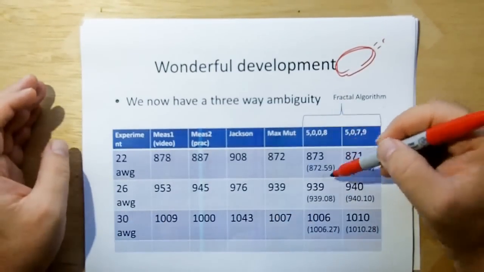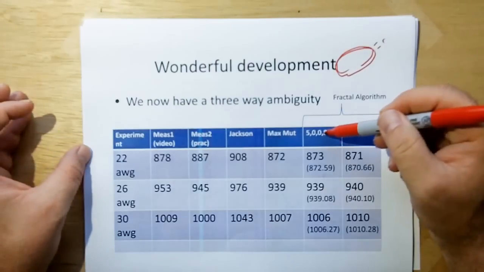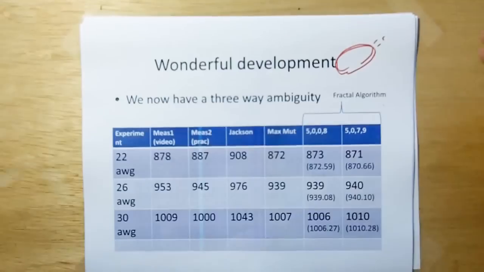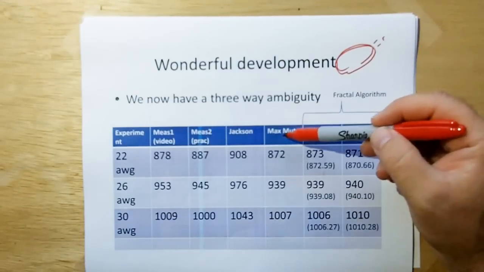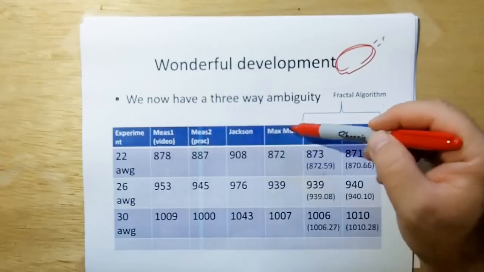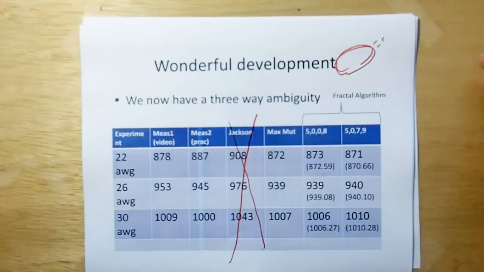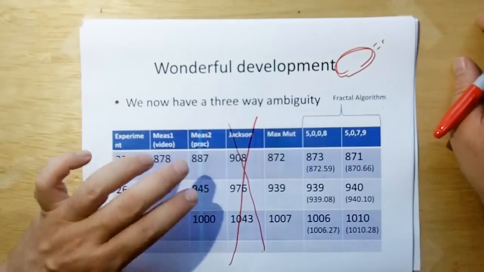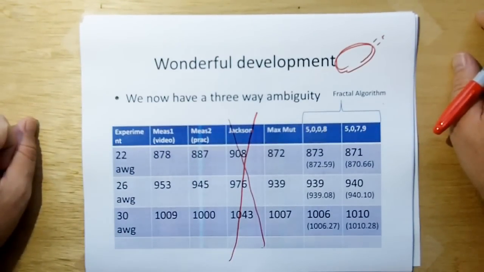This is the solid wire fractal algorithms using geometry 5008 and 5079, and you can see the answers are identical. And they correlate very well to experiment. And of course, the Jackson stuff is out to lunch, as we discussed earlier. And so now the problem is, we have three different models that pretty much give identical answers and match consistently with the experimental values.